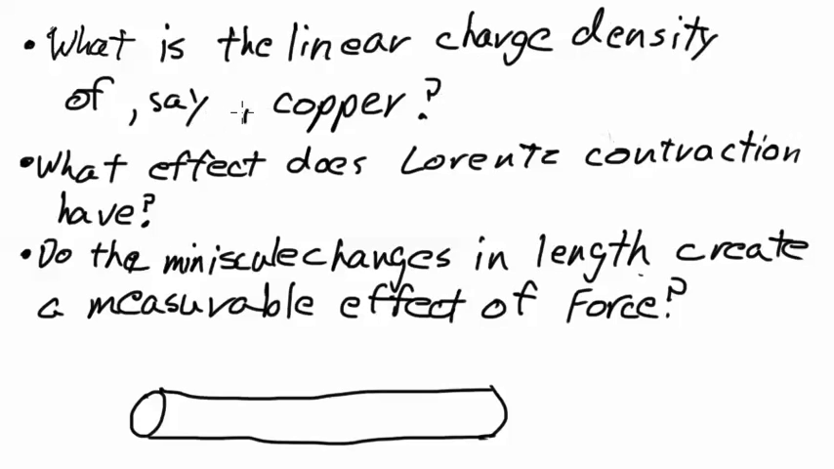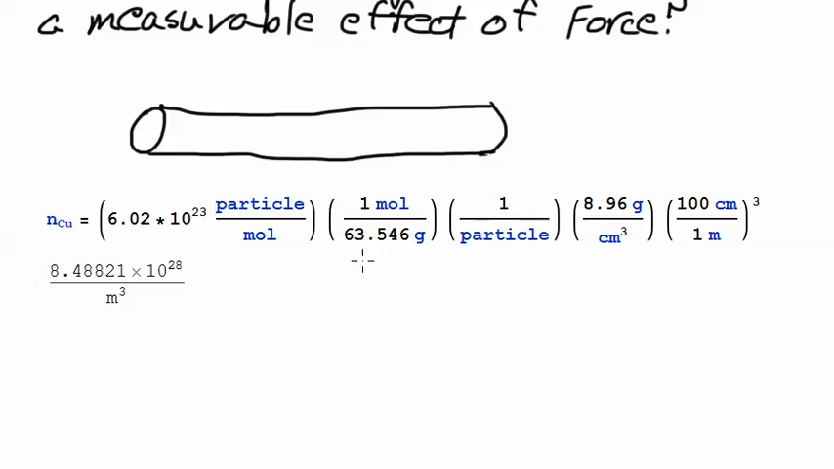What is the linear charge density of, say, copper? As it happens, copper weighs about 63.5 grams per mole. It has a density of 8.96 grams per cubic centimeter. And there is generally about one charge carrier in copper per atom, so you can calculate the number of charge carriers in a cubic meter of copper as 8.48 times 10 to the 28th charge carriers per cubic meter. So that really is quite an enormous number.